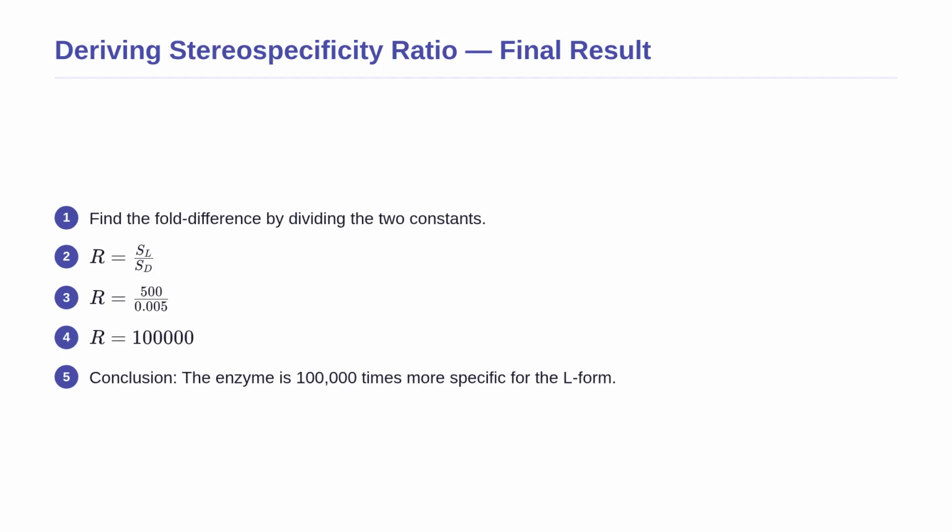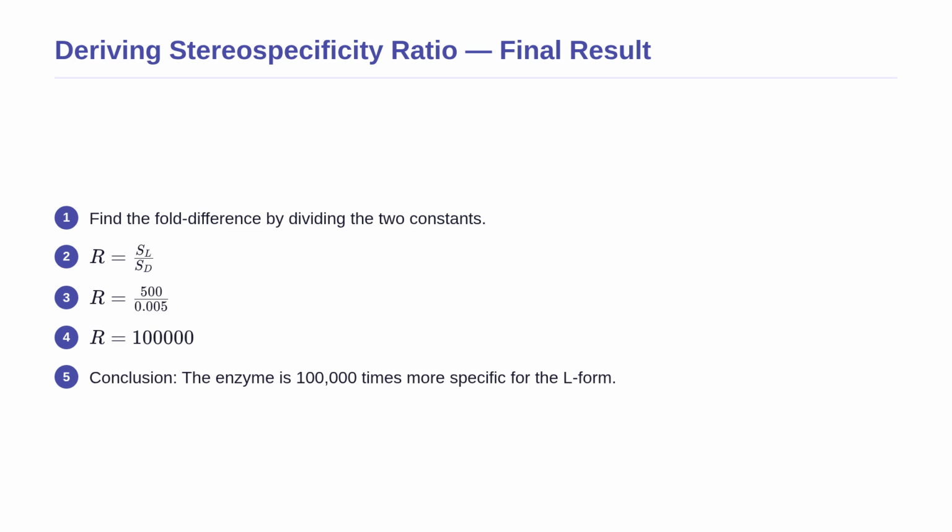We conclude our proof by calculating the exact fold difference in specificity between the two mirror images. We take the specificity constant of the L form, which was 500, and divide it by the specificity constant of the D form, which was 0.005. The final calculation shows a staggering ratio of 100,000. This means the enzyme is 100,000 times more specific for L-alanine than for D-alanine.